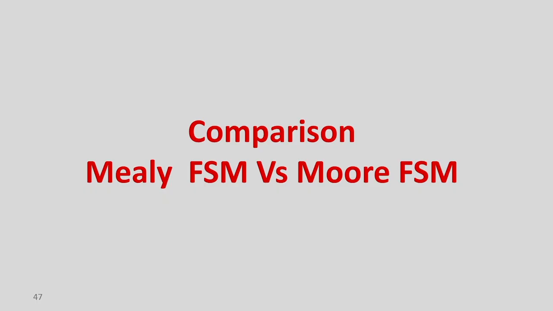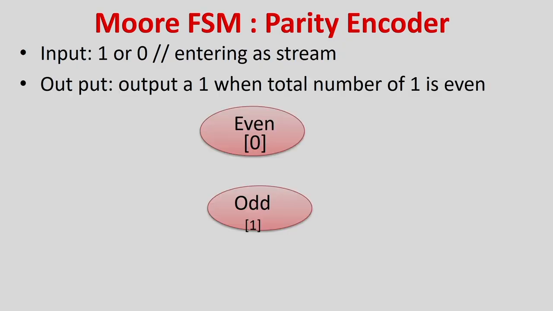Let us come to another thing. There is a comparison of Mealy FSM versus Moore FSM. We have already defined what Moore FSM and what Mealy FSM is. Let us start with the examples. What is Moore FSM? Moore FSM means the output depends on states.